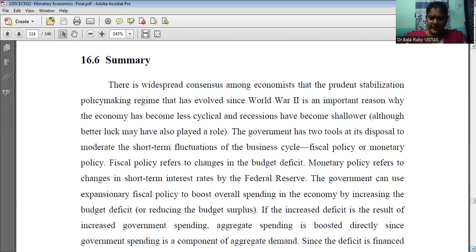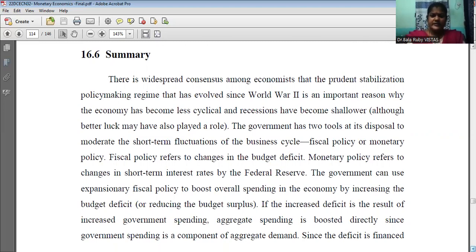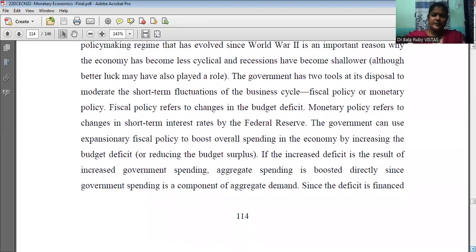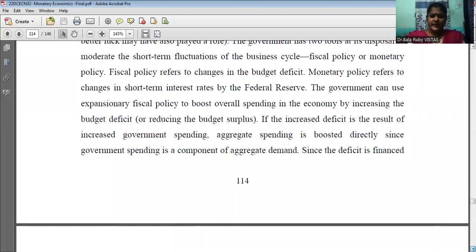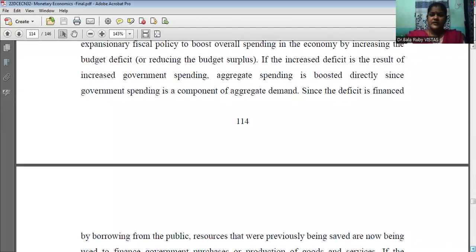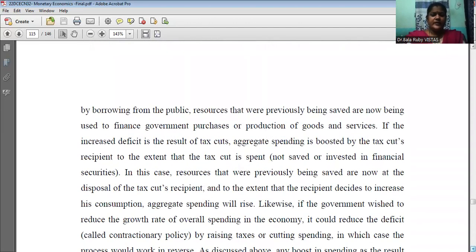If the increased deficit is the result of increased government spending, aggregate spending is boosted directly, since government spending is a component of aggregate demand. Since the deficit is financed by borrowing from the public, resources that were previously being saved are now being used to finance government purchases or production of goods and services.